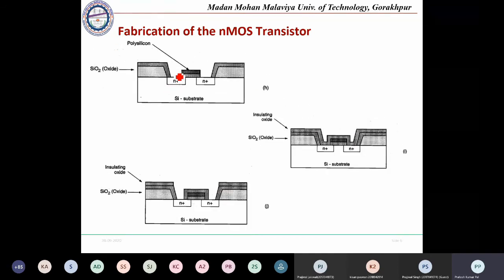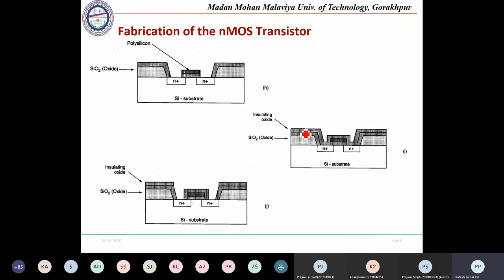The next step will be, once we have made space for source and drain, we will be doping, fabricating a highly doped region near the source and drain region. Near the source and drain region, we will be depositing highly doped N plus regions. Okay. Once we have deposited the N plus regions, we will again draw an insulating layer to complete the region.